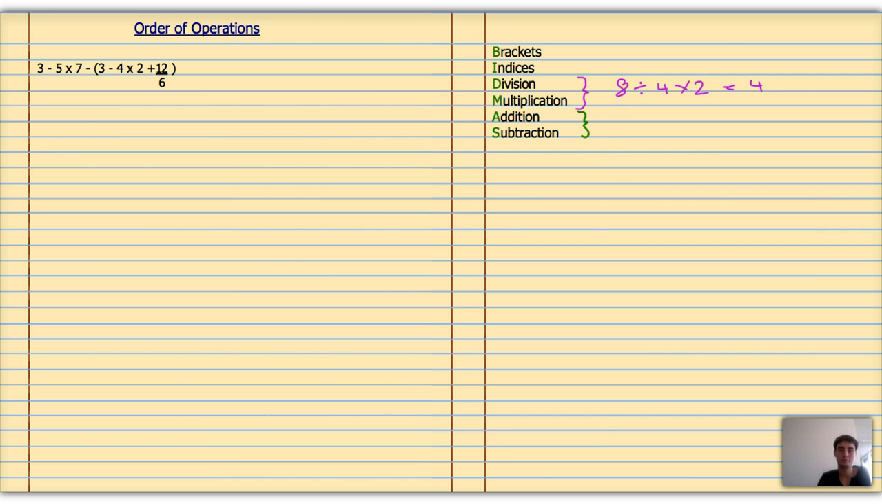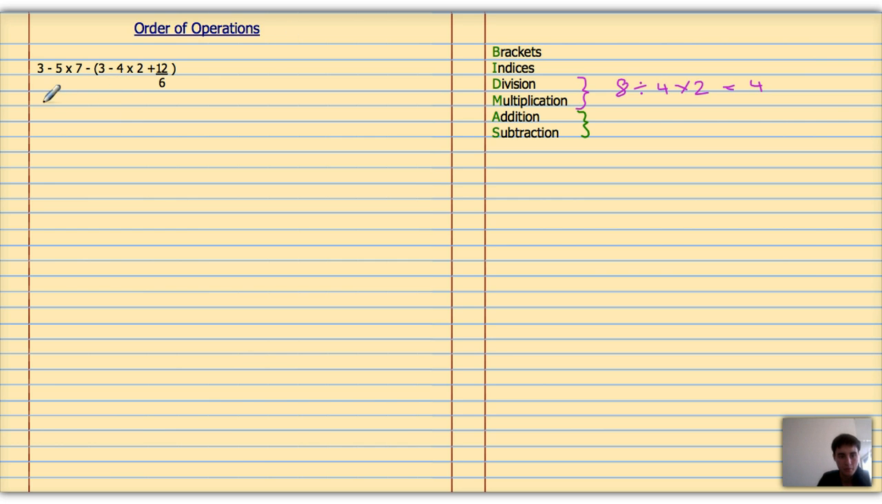Okay, so I've got an example here which will allow us to make sure we do the order of operations in the correct order. So first thing we look at is brackets. Are there any brackets? Yes, there are. So we can do things in the brackets first. Okay? And then once we're inside the brackets, we then have to follow BIDMAS again. So inside the brackets, we've got 3 minus 4 times 2 plus 12 over 6. So we've got multiplication and division.